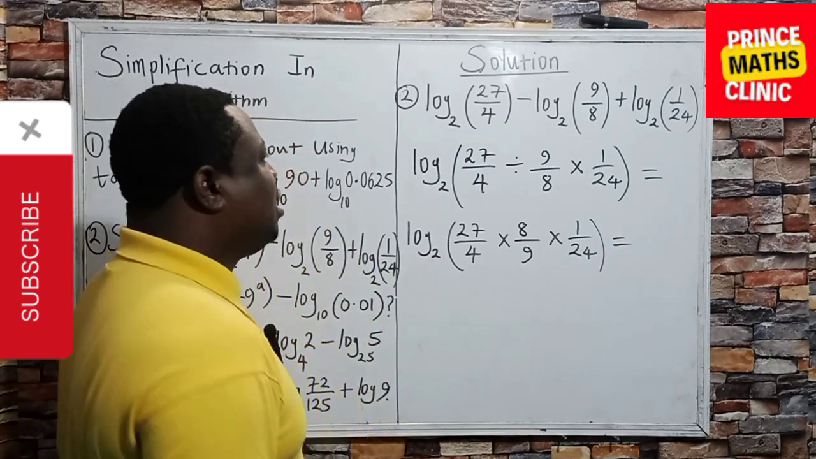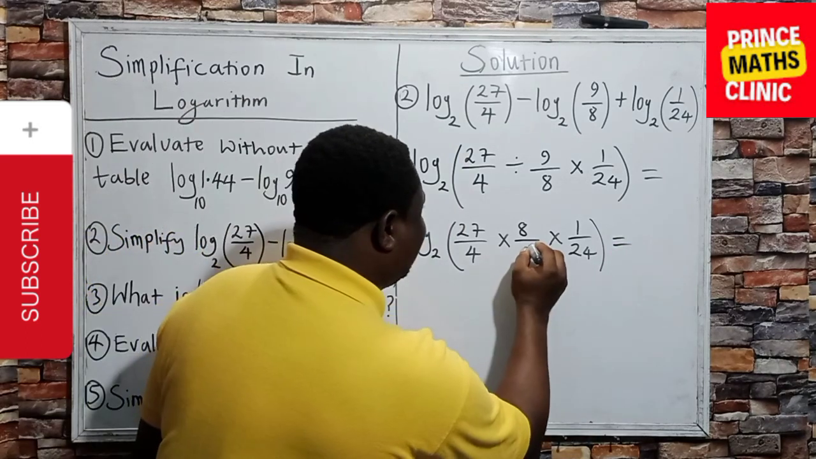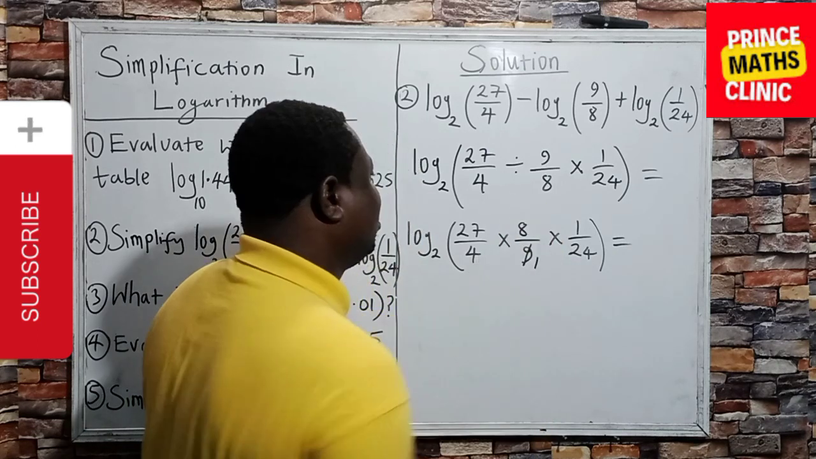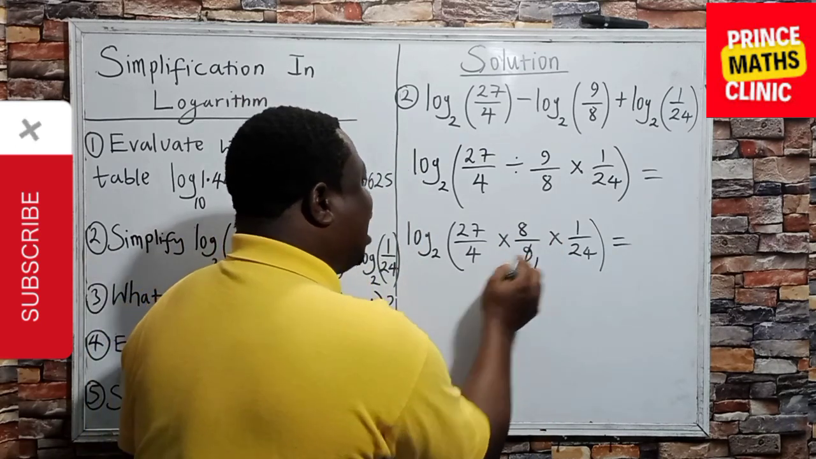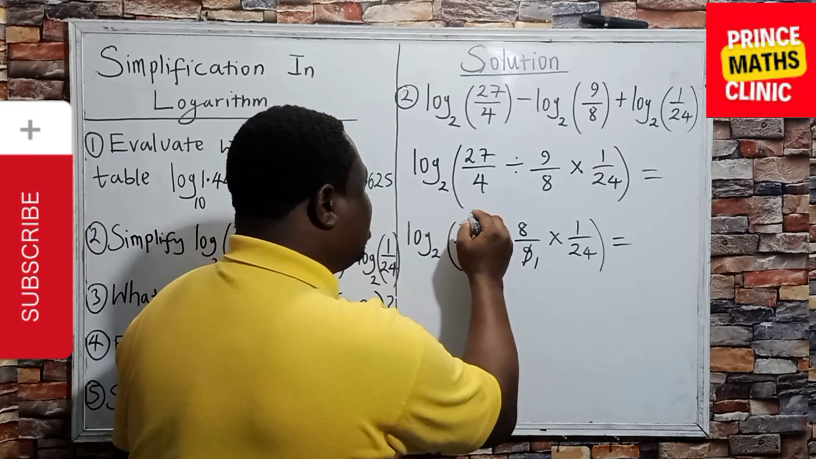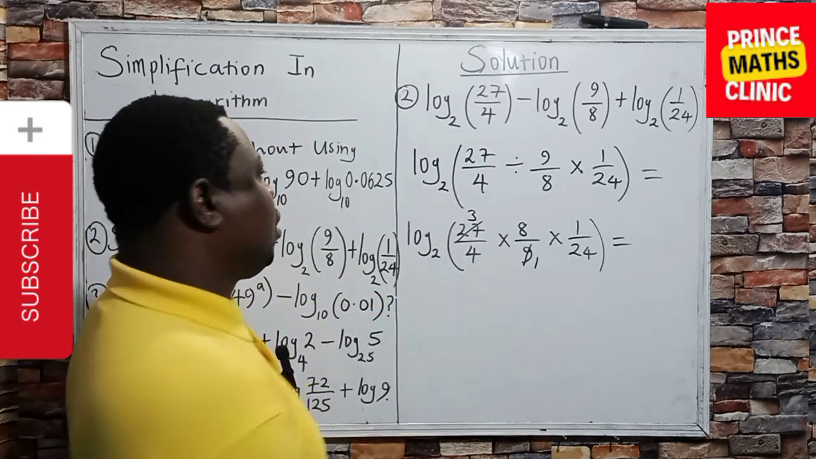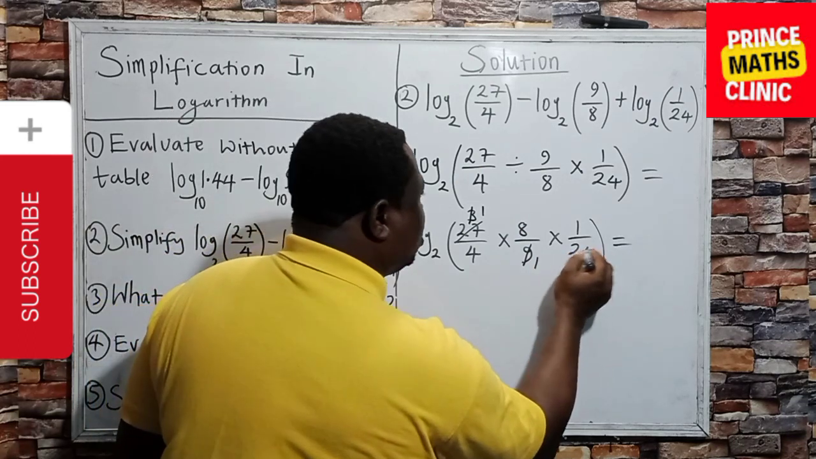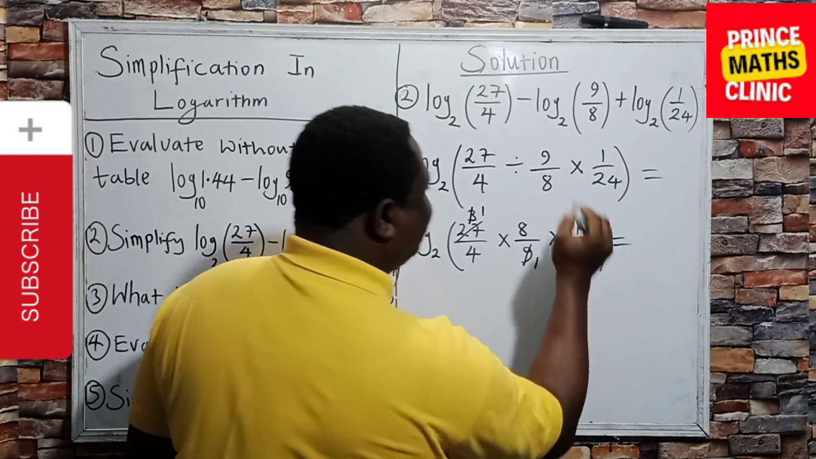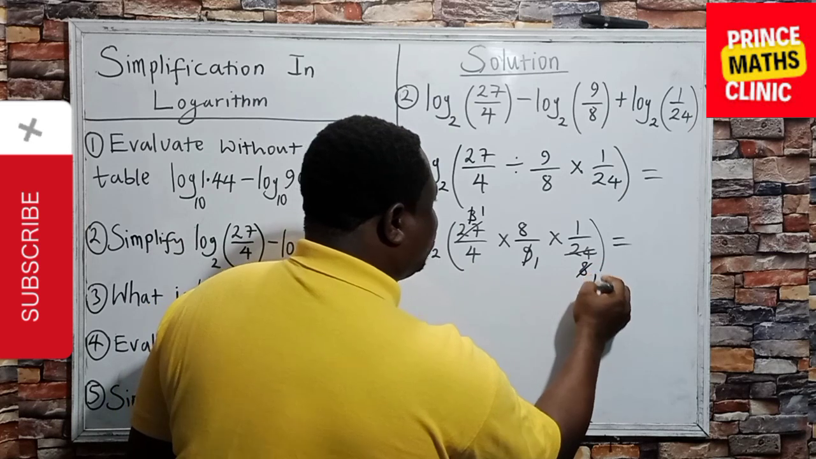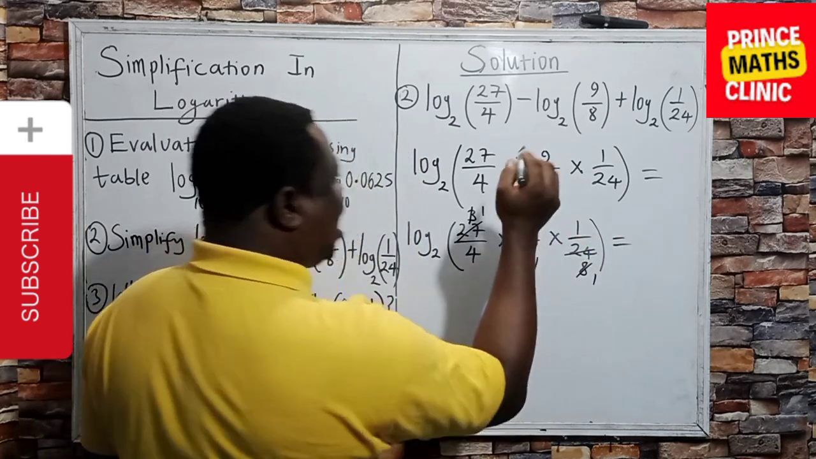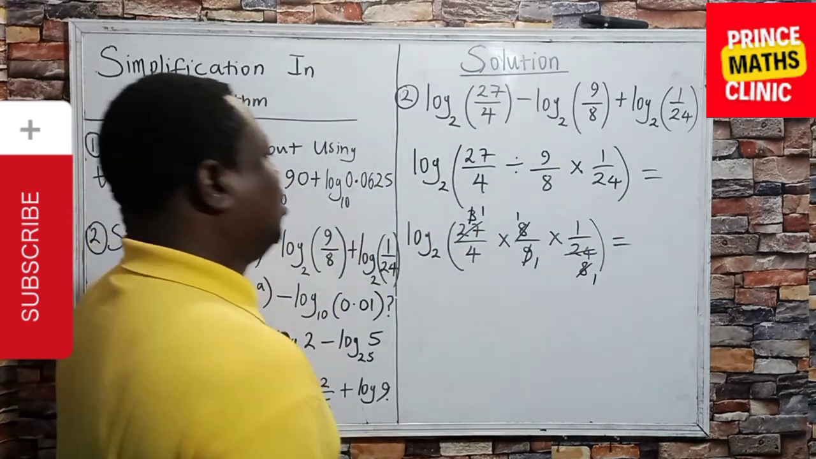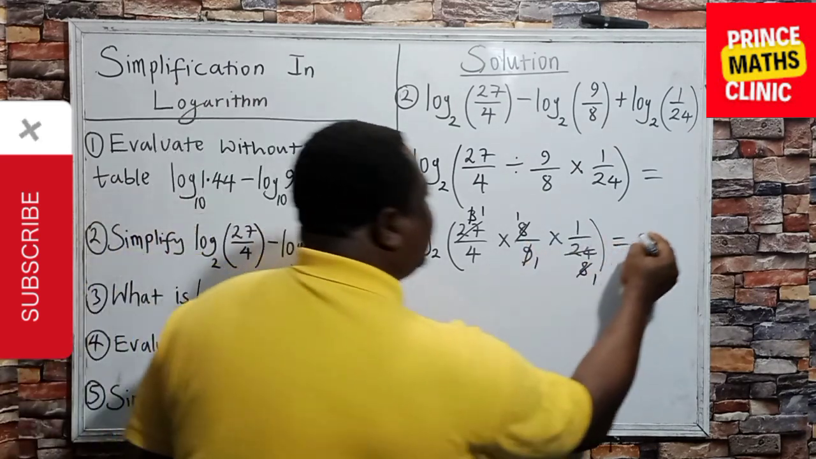Now let's divide systematically. 9 in 9 is 1, 9 in 27 is 3. 3 here 1, 3 can go in 24 8 times, 8 in 8 is 1, then 8 cancels 8 here, 1. So I have 1 over 4 left.